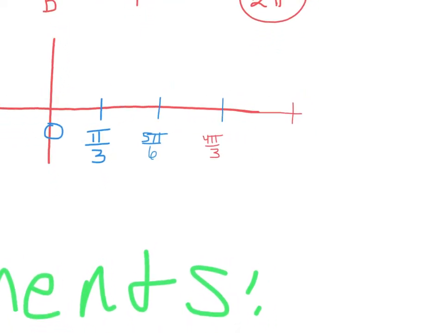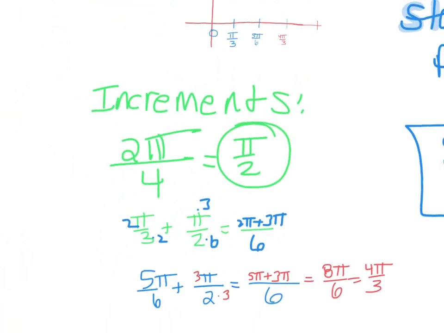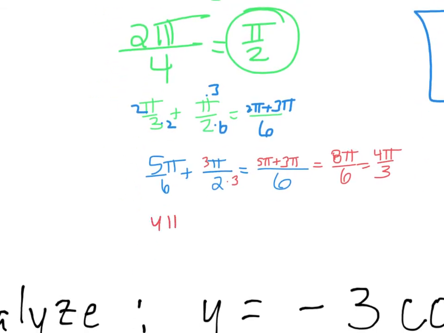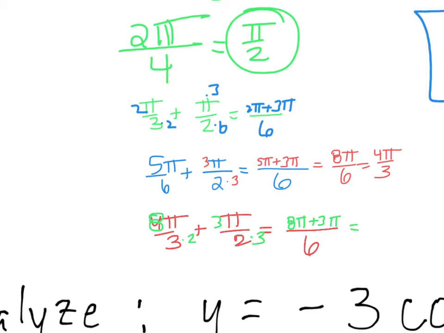How do I find out what that next tick mark is going to be? Add pi over 2 again. So you have 4 pi over 3 plus pi over 2. My common denominator is 6. Good. I'd have to multiply this by 2, so this becomes 8, right? If I multiply this by 3, this becomes 3 pi, correct? So I'm left with what? 8 and 3? 11 pi over 6? Yep.